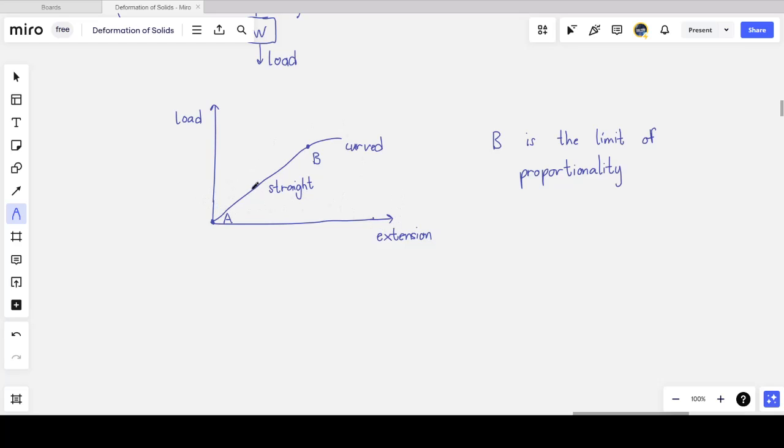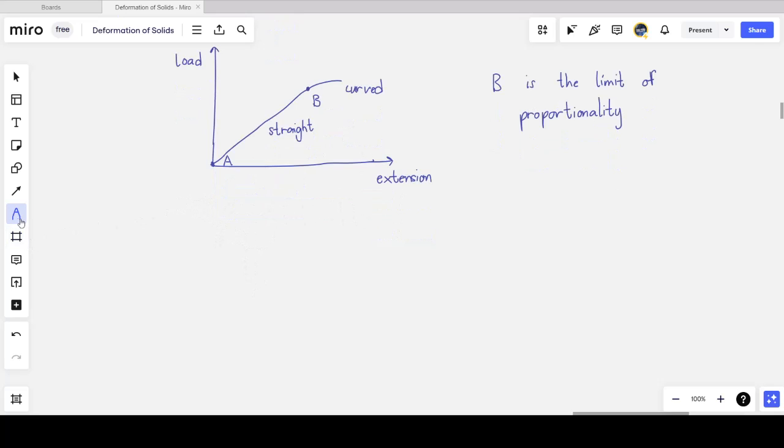Now, Hooke's law deals with the straight portion of the graph from A to B. As you may have seen before, we can write this down in words, but we can also write this down mathematically. Hooke's law basically says that if we're going from A to B, if I look at the straight portion of the graph, then obviously we can see the load is proportional to the extension. So anywhere between A and B.